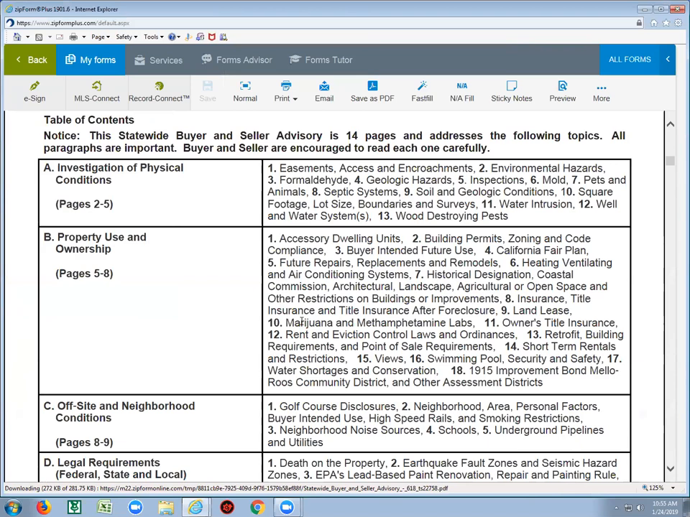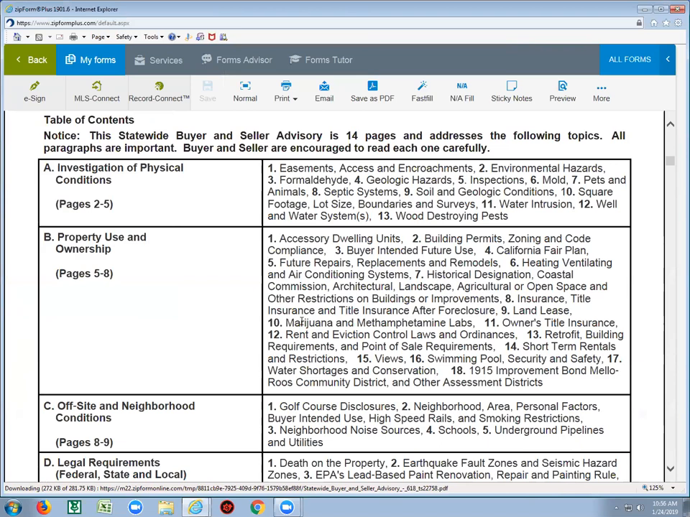Okay, and number 5, future reports, replacement and remodeling. If you talk about the replacement and remodeling, this is for later. And also number 6, heating, ventilating, air conditioning system. Usually when you see what they call HVAC, that's the initials. See that? HVAC. That's the heating, ventilation, and air conditioning system.